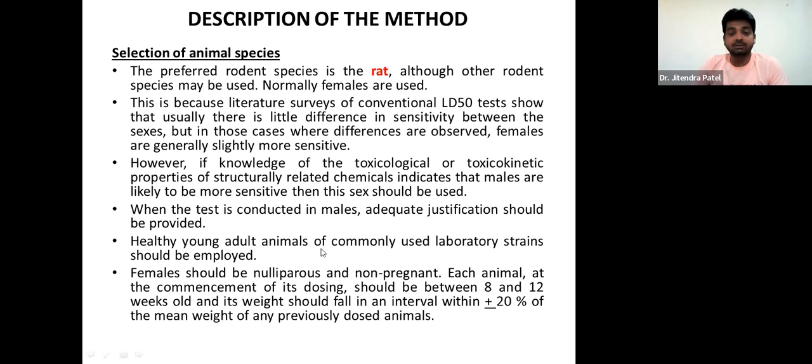Healthy young adult animals of a commonly used laboratory strain or species should be employed, right? Females should be nulliparous and non-pregnant. Each animal at the commencement of its dosing should be 8 to 12 weeks old. Its weight should fall within plus or minus 20% of the mean weight of any previously dosed animal. So there should not be much variation in weight or age, and first of all, there should not be variation in sex and strain or species. That's very important, so we need to take care.